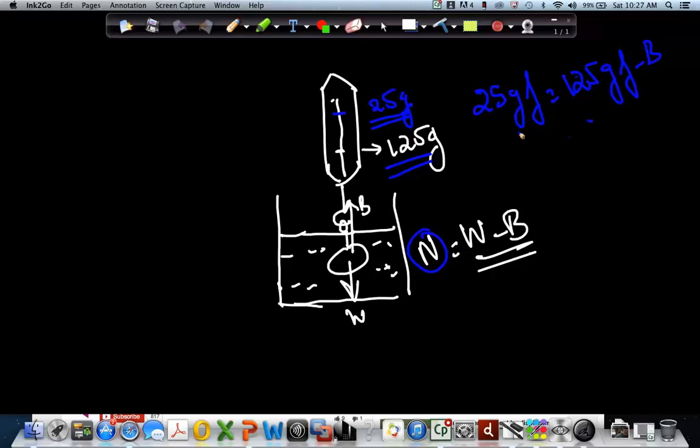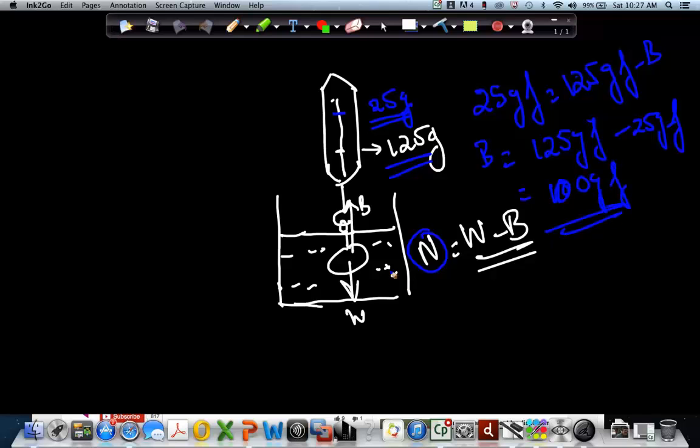So the net force, 25 gram force, is equal to the weight minus buoyant force. So buoyant force is going to be what? Buoyant force is equal to 125 gram force minus 25 gram force, which is equal to 100 gram force. So 100 gram force is the buoyancy.